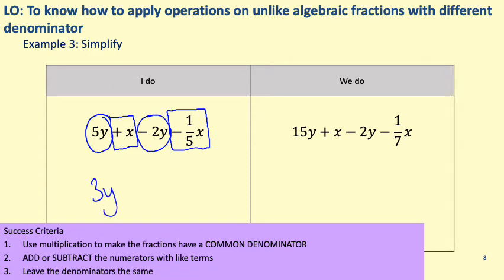We then have this 1 lot of x, which we can say is 5 over 5 lots of x. And then we're subtracting 1/5 from that. So my denominators now are the same. I'm going to do 5 take away 1, so I'm going to get 4 over 5 lots of x. So there's your answer. Can you now give yourselves 30 seconds, so you can do it a little bit quicker, working through this one.